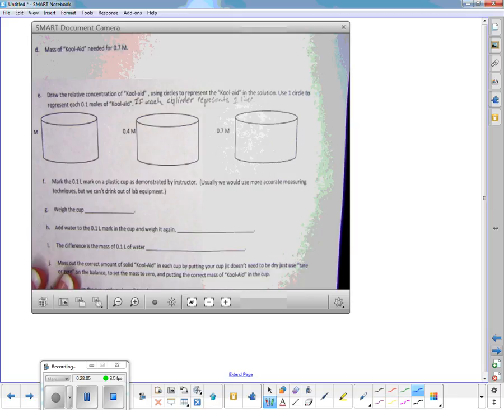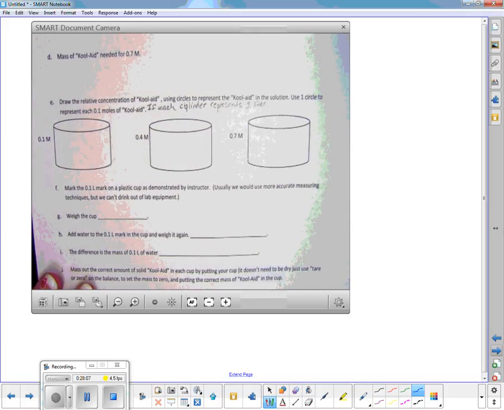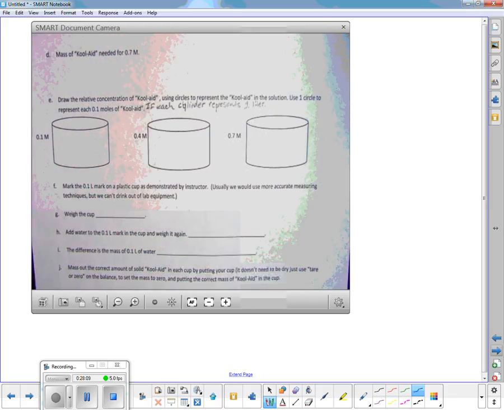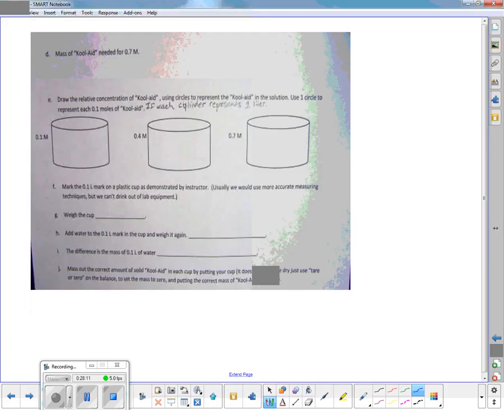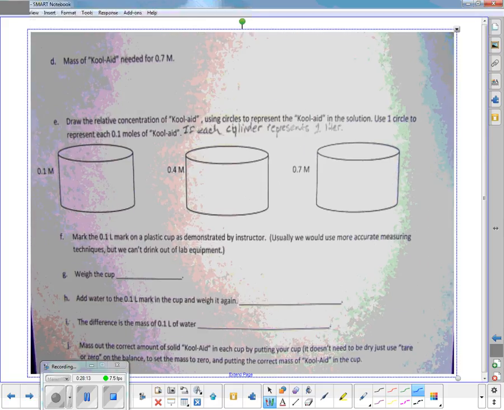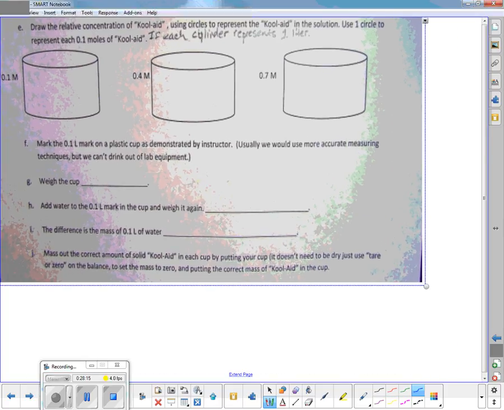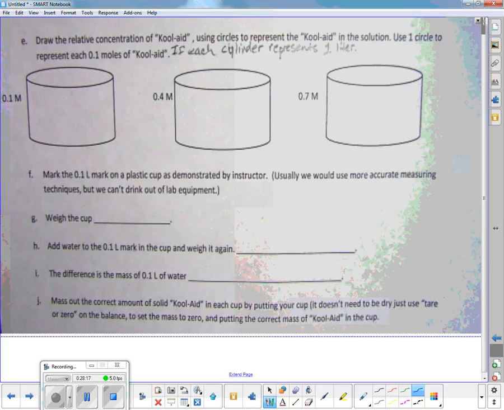Right here, I forgot to put a little bit extra stuff, so I'm going to explain this. I do need to go back and fix this lab a little bit. So let's talk about this. I put at the end here, draw the relative concentration of Kool-Aid using circles to represent the Kool-Aid in solution, using 1 circle to represent each 0.1 molar of Kool-Aid. But I forgot to say if each cylinder represents 1 liter.